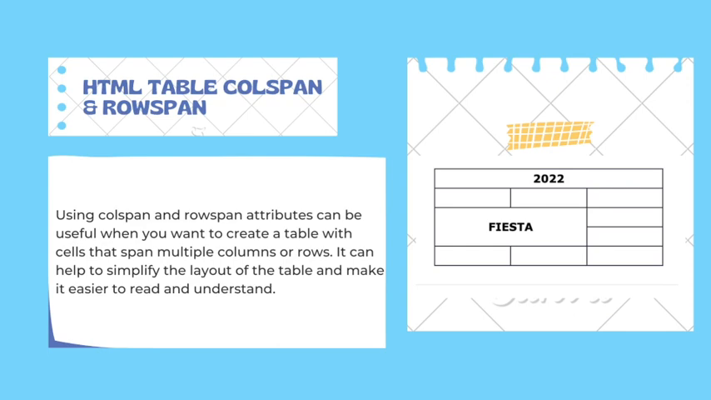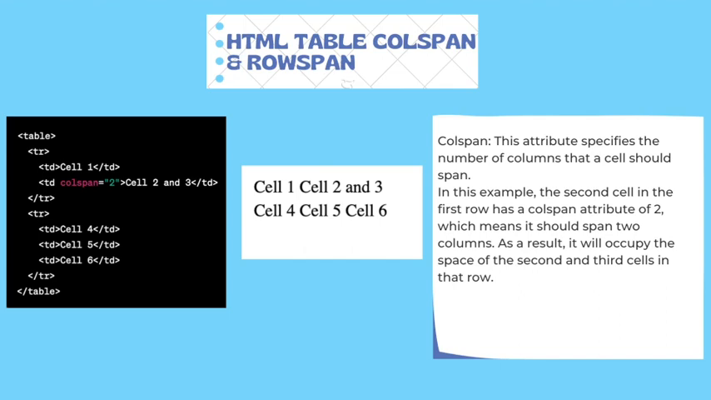Using colspan and rowspan attributes can be useful when you want to create a table with cells that span multiple columns or rows. It helps to specify the layout of the table and makes it easier to read and understand. Here is an example of a table with colspan and rowspan. Now let us know about table colspan.